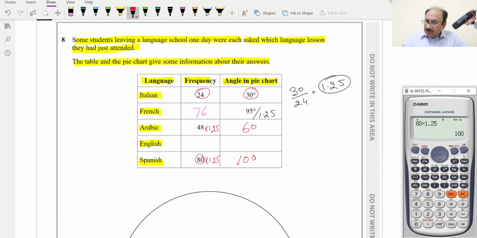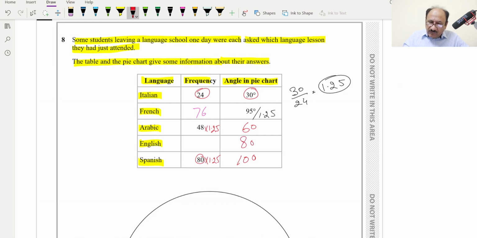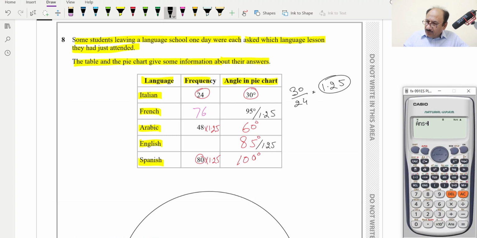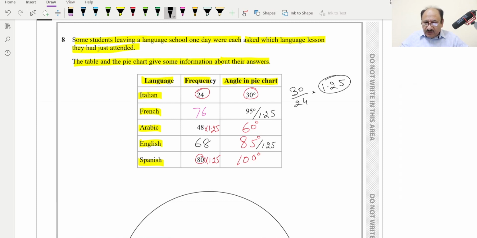So we will check the remaining angle. This is 360 minus all these angles, 30 plus 95 plus 60 plus 100. So this will result in 85. So this angle will be 85 degrees. Now to convert this to frequency, we divide by 1.25. So 85 divided by 1.25, we will get 68. So our answer will be 68.